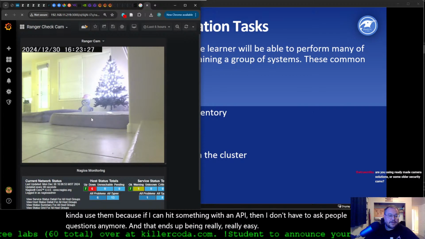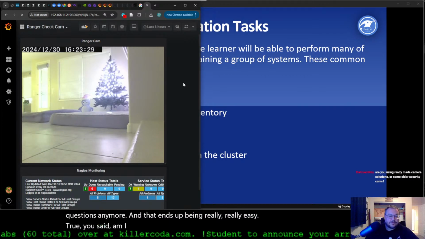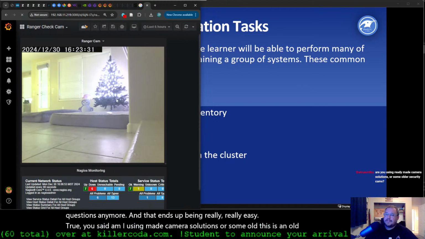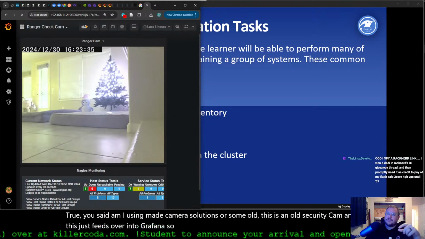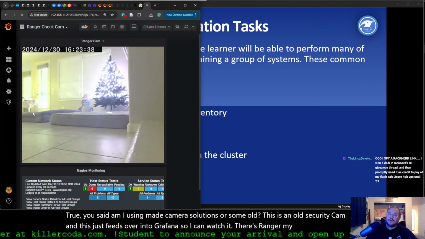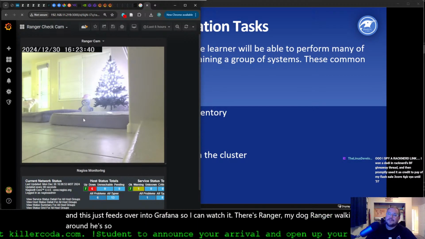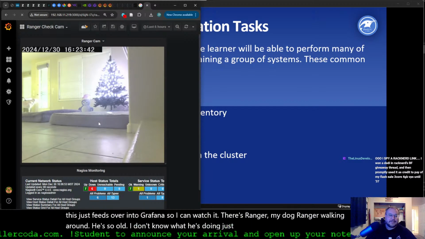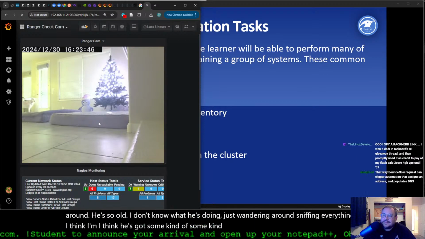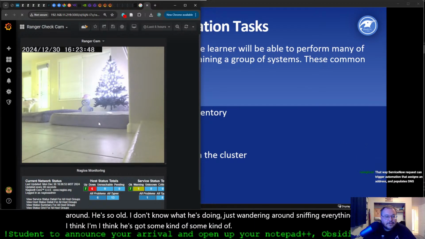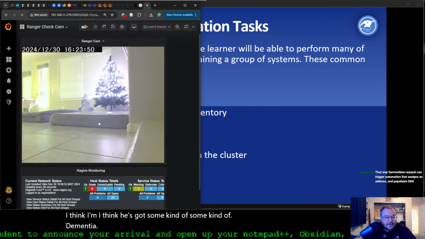True, you said, am I using ready-made camera solutions or some old... This is an old security cam, and this just feeds over into Grafana so I can watch it. There's Ranger, my dog Ranger walking around. He's so old. I don't know what he's doing. Just wandering around sniffing everything. I think he's got some kind of dementia. Ragnar, you want something with him, Linux? That's awesome.